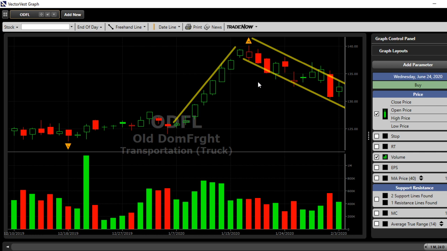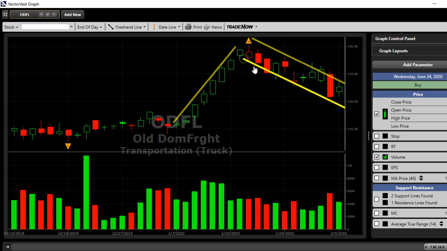Sometimes that consolidation can take the shape or the form of a downward sloping channel or a sideways channel. And it's called a bull flag because of the way the pattern is shaped. The flag pole is the substantial increase, the substantial rise in the stock price. The flag is formed during that consolidation period.